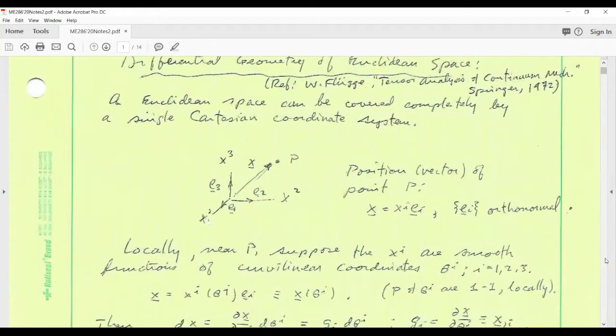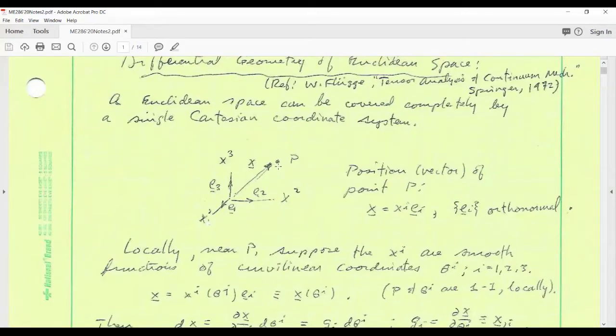For the moment, let's confine attention to Euclidean space, or the space of our ordinary experience. Essentially, you can think of a Euclidean space as being a manifold space that can be covered entirely by a single Cartesian coordinate system, x1, x2, x3, or xyz if you prefer. Each point in the space then can be associated with a unique set of Cartesian coordinates. And so we can establish a so-called position vector, or point P in space, let's say.